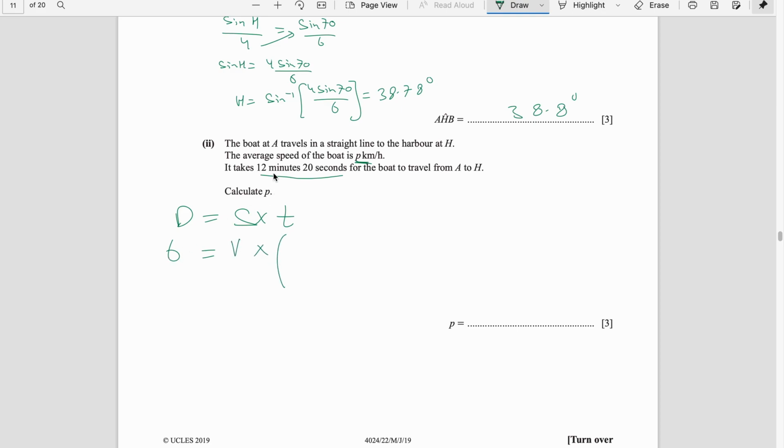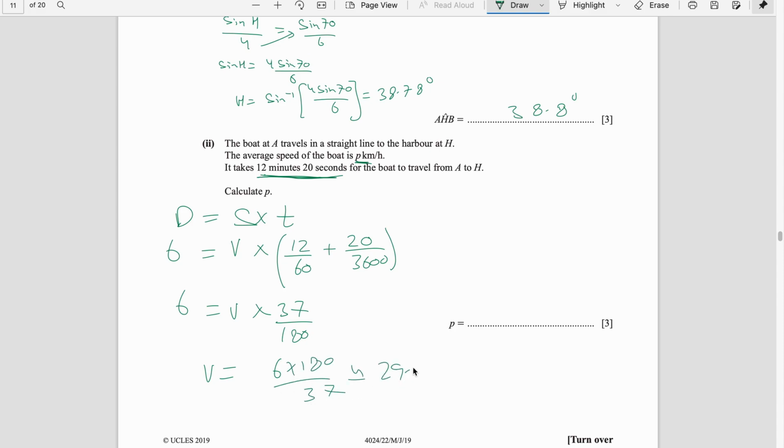This is in minutes, so I'm going to change it into hours. So 12 over 60 is hours, plus 20 seconds over 3600 makes it hours again. 6 is equal to speed times that. Make use of your calculators, and your final speed is 6 times 180 over 37, approximately equal to 29.189, so 29.2 kilometers per hour.